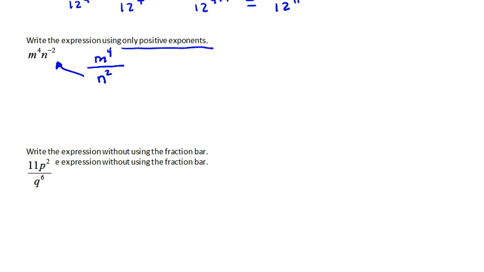So here's one that says write the expression without using the fraction bar. So I have 11 p to the second and q to the sixth. Now I want to convert this one so that I no longer have that fraction bar. So I can leave 11 p to the second because it's above the bar, but I have to convert this one. So I can change it to q to the negative 6 power. So this would be my solution.